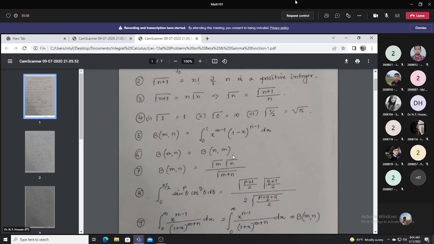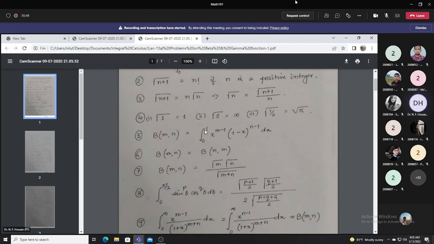We have already proved that gamma half equals root over pi, in our last class. This was also proved: gamma 1 equals 1. And we can easily show that gamma 0 equals infinity using this property. Gamma 0 equals gamma 1 divided by 0. Gamma 1 is 1 and n is 0, and 1 by 0 is infinity. So gamma 0 equals infinity.